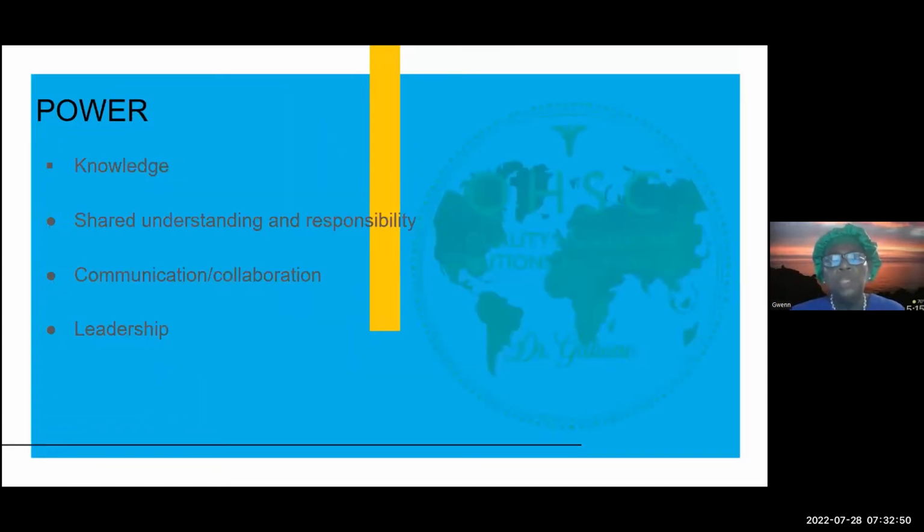When we talk about making changes in outcomes, it's really about power. As a team here, as we prepare to come to Tanzania, we're trying to maximize the knowledge that we have, the knowledge that we can share. We're also really grateful that we can have this shared understanding and responsibility between the US and Tanzania, and try to change some outcomes. We have an opportunity to communicate with one another, to collaborate, and we also have good leadership. Those are the things that are really going to make a difference.